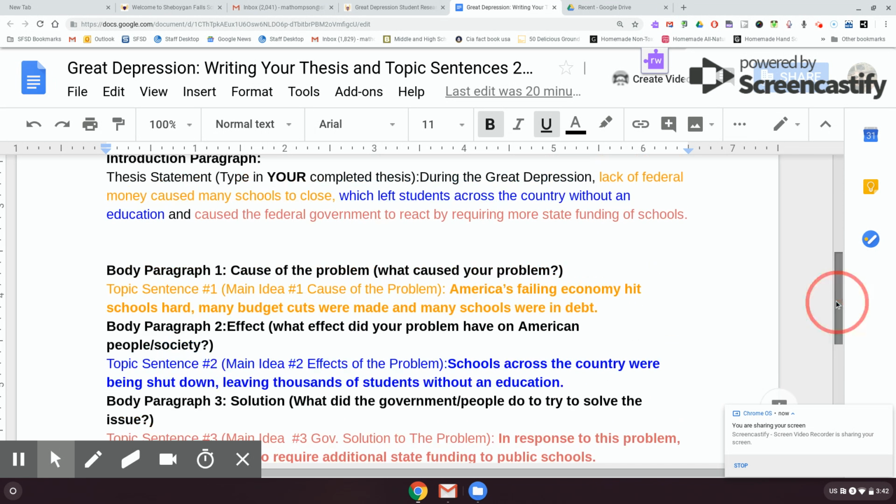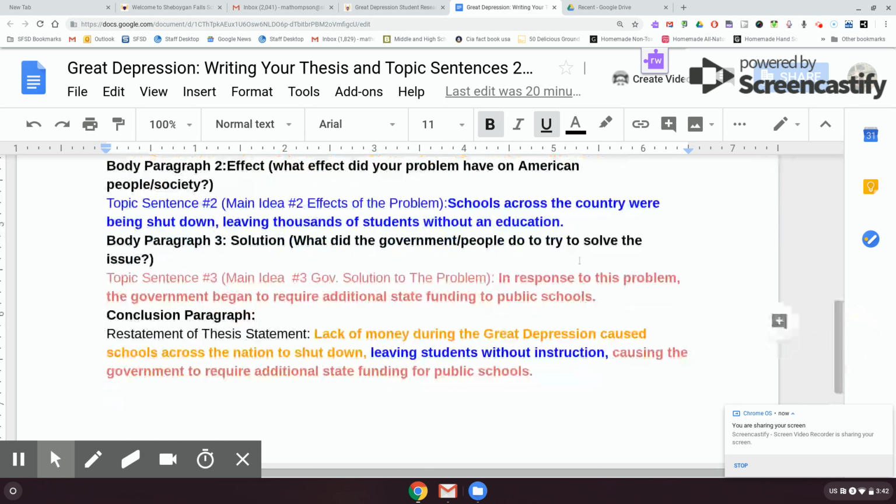And now I go back up and I look at my solution in pink: caused the federal government to react by requiring more state funding of schools. And I look back down here at my topic sentence: in response to this problem, the government began to require additional state funding to public schools. Same main idea, just expanded upon a little bit. So I took those three ideas from my thesis: cause, effect, solution, and I expanded them into sentences, which will become the topic sentence or main point at the beginning of each of my body paragraphs.